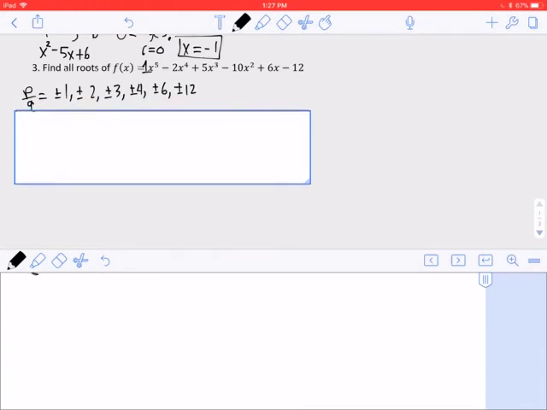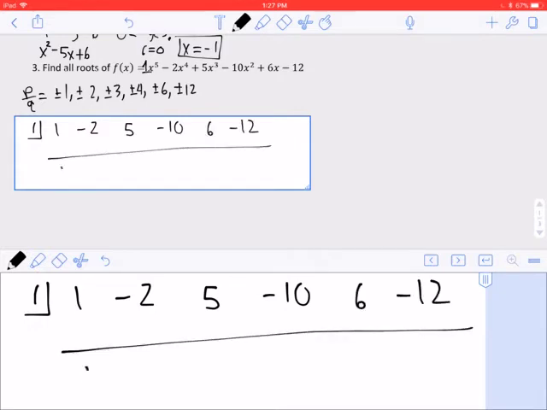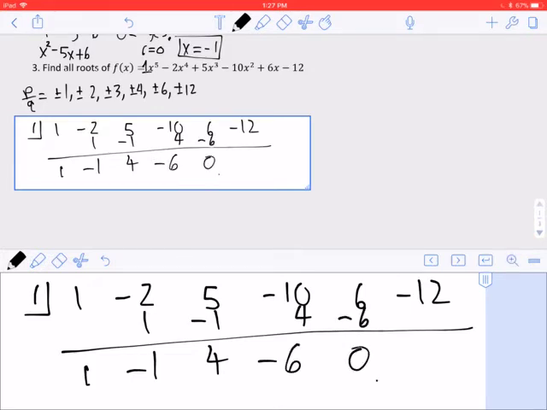So, we'll just test 1 first. 1, negative 2, 5, negative 10, 6, negative 12. 1 times 1, that's negative 2 plus 1 is negative 1. That's negative 1, that's 4. 4 times 1 is 4. Negative 10 plus 4 is negative 6, and that makes negative 6. That makes 0. That's 0, and then that's negative 12. So that's a no. We did not get remainder 0. I'm going to erase all of this and start over.